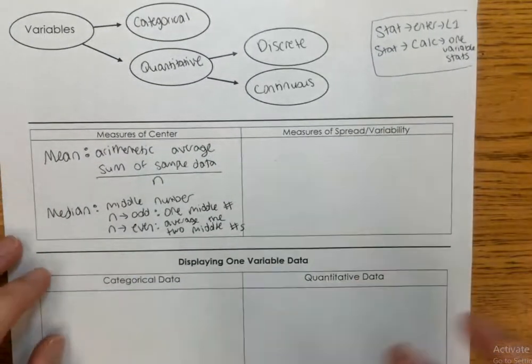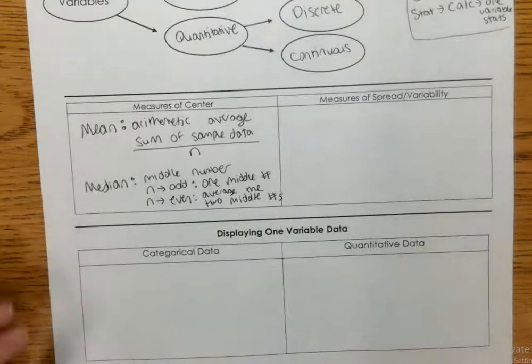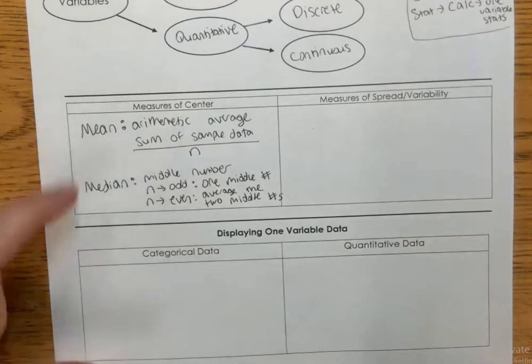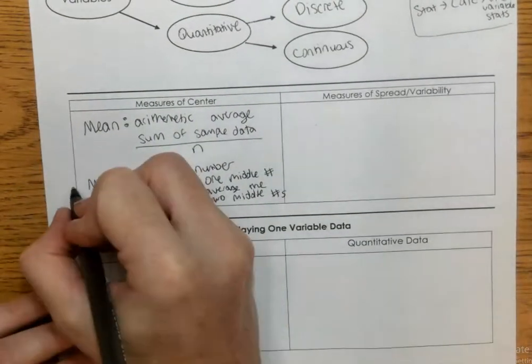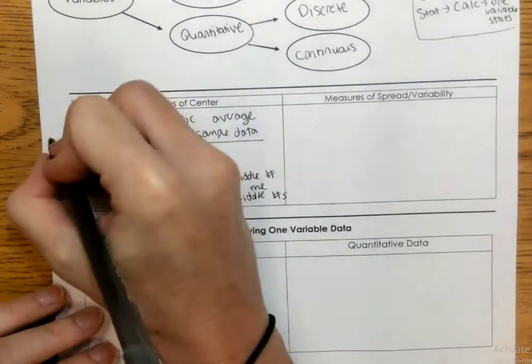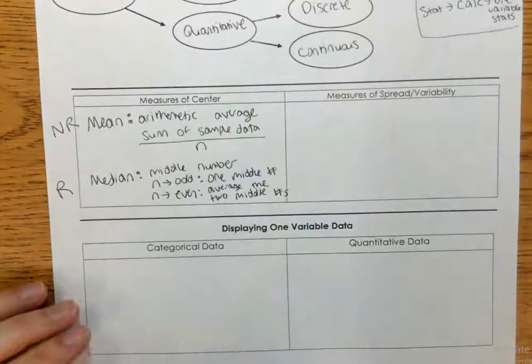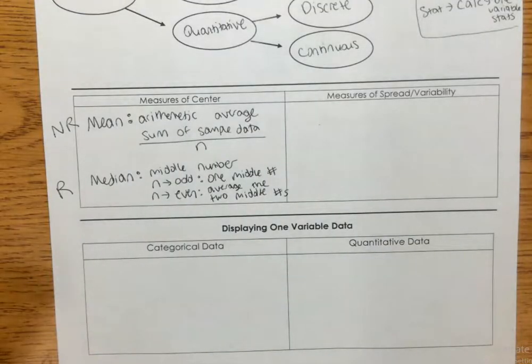All right, which one, and I'm going to use the statistical words, which one is resistant to outliers? Remember what that word resistant means. Which one's resistant, the mean or the median? All right, I hope you said the median. The median is resistant. The mean is not resistant. If you're not resistant, that means outliers affect you. So the mean gets skewed in the direction of the outliers.